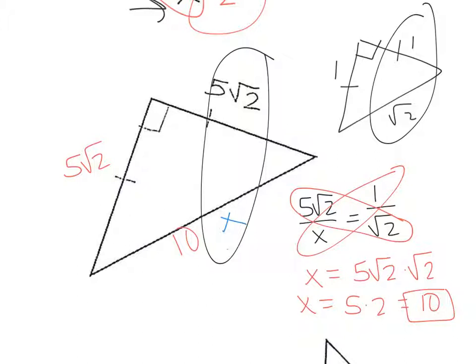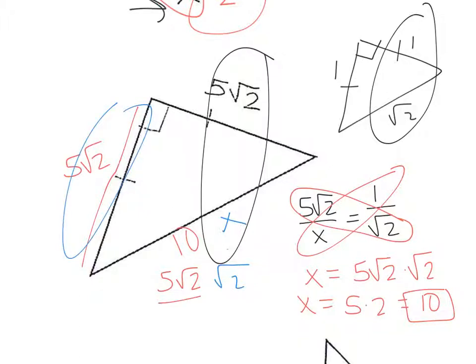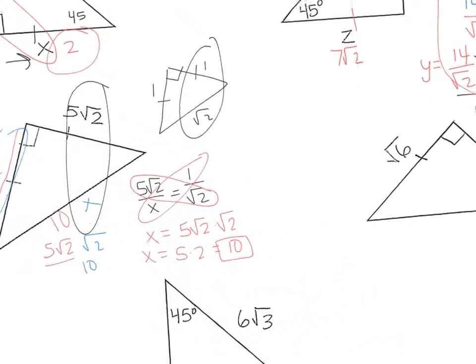So you can draw your right triangle. You also might notice a pattern that it's this times root 2. So you could just jump right away to that. 5 root 2 times root 2. It's whatever the short side or the leg is times root 2, which is just 10. Okay, another one.